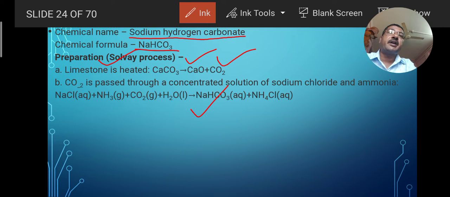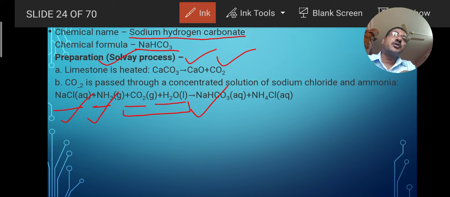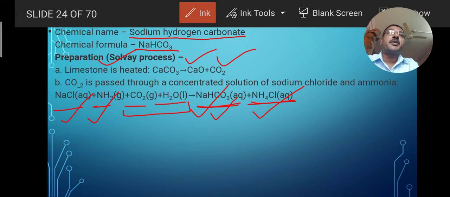See, the reaction is given here: NaCl plus NH3 plus CO2 plus H2O. The carbon dioxide and water are taken from the air, along with ammonia gas and sodium chloride salt. When these four things are taken, they all react with each other and produce sodium hydrogen carbonate along with ammonium chloride. This is the process by which we can prepare sodium hydrogen carbonate. It is also known as baking soda.